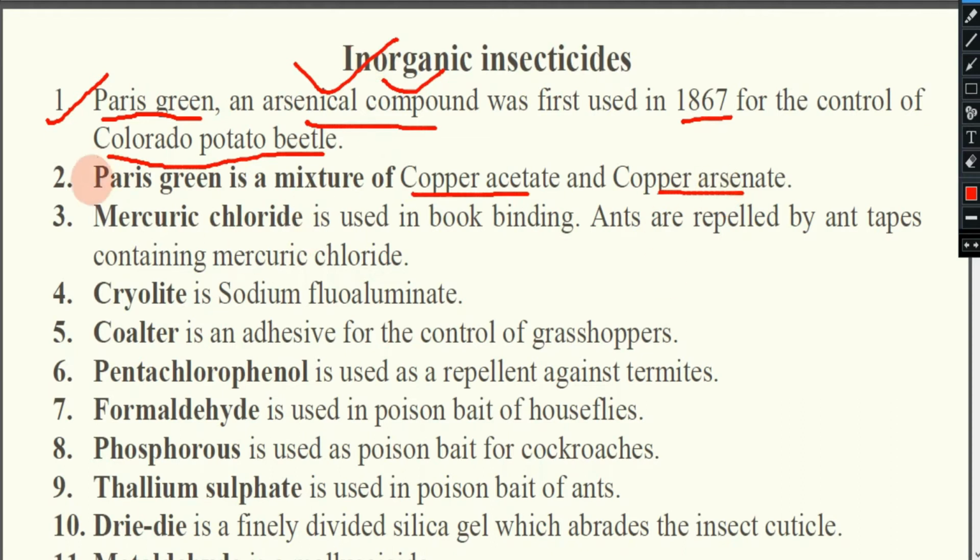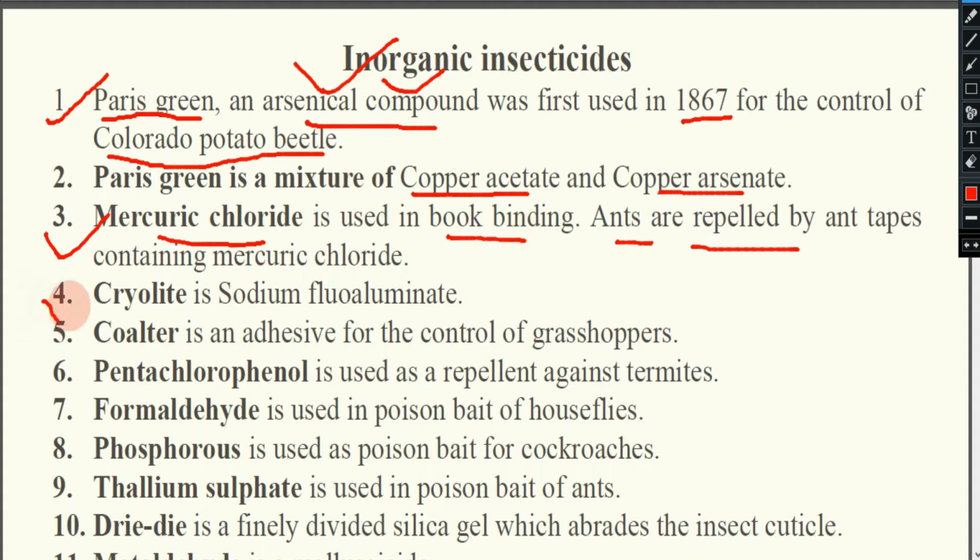Then coming to the next one, that is mercury chloride. These are generally used against ants. They repel the ants. That means these mercury chloride tapes are generally used in book binding so that ants won't come and damage the book bindings, or any other insect won't damage the book bindings.